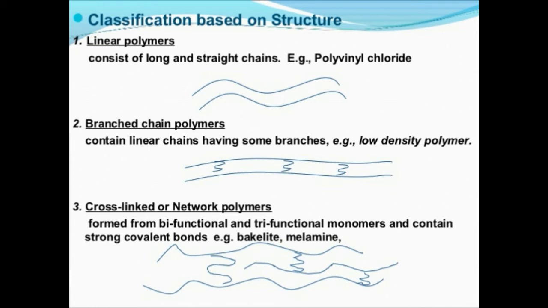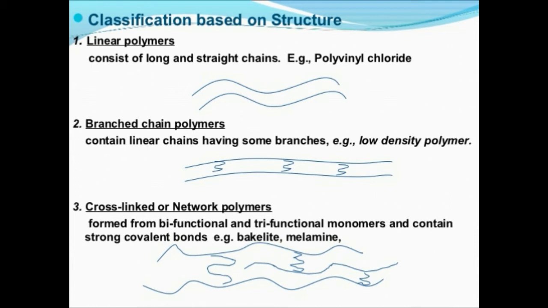Branch chain की बात करें तो branch chain polymers contain a linear chain having some branches, and they are low density polymers. They have very low density. And third one is cross-linked or network polymers. Cross-linked network polymers have very extensive cross-linking formed from bifunctional and trifunctional monomers and contain strong covalent bonds. इनके भी strong covalent bond होता है. Example के लिए हम ले सकते हैं bakelite and melamine.